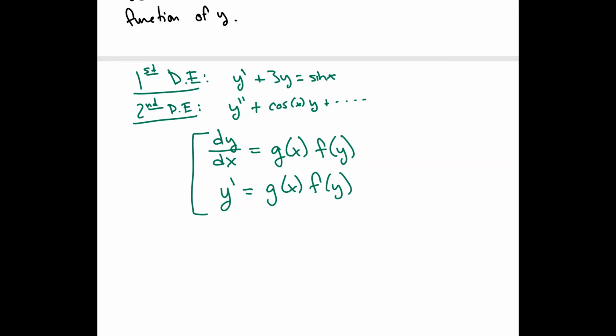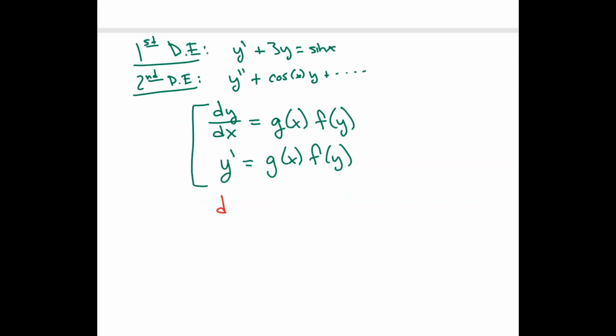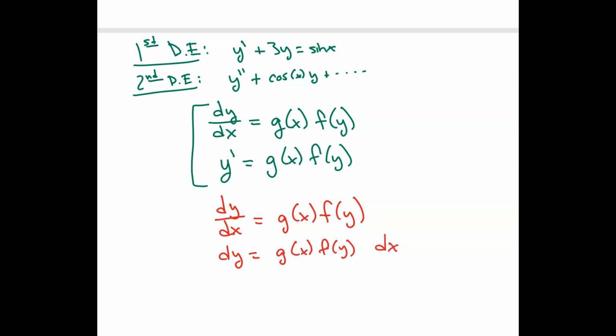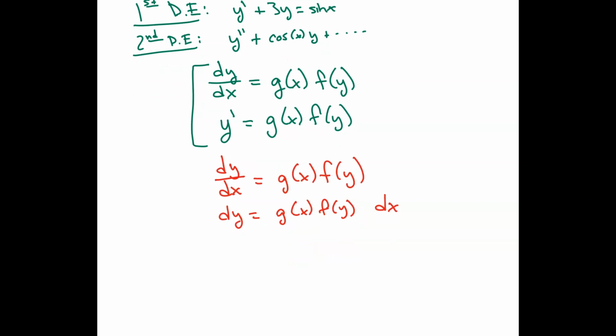So for example, if I have dy over dx equal to g of x times f of y, then I can move the dx over by multiplying by dx. So I have dy equals g of x, f of y, and then the dx over here. Then I'm going to move the y over by dividing by f of y. This goes away. So I have 1 over f of y dy equals g of x dx.